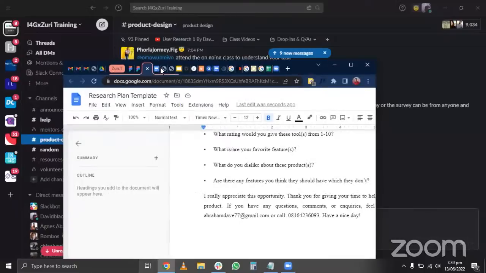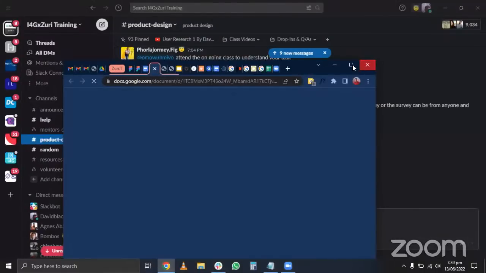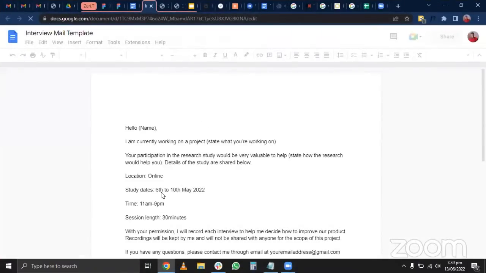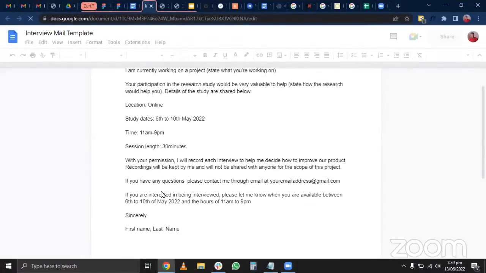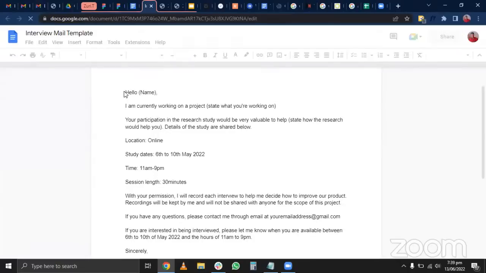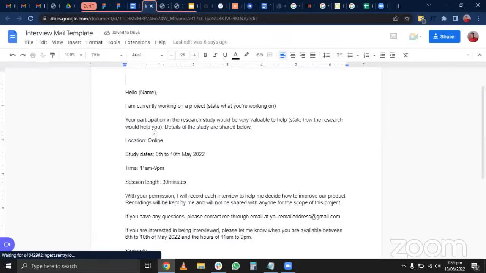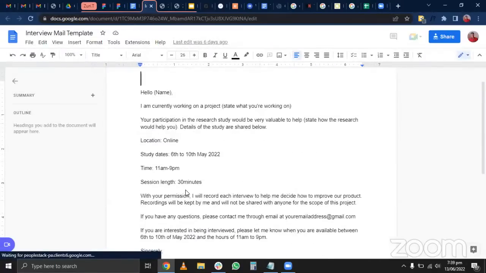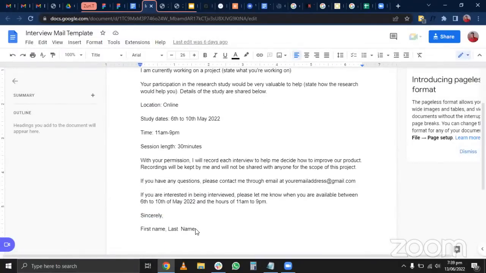Okay, so you also have the interview mail template. Now, you may not have to use this, but I just wanted to include it in case you needed it in the future. So this is useful in the case where you are talking to complete strangers and you want to recruit them because they fit into the target users, into the representative sample.